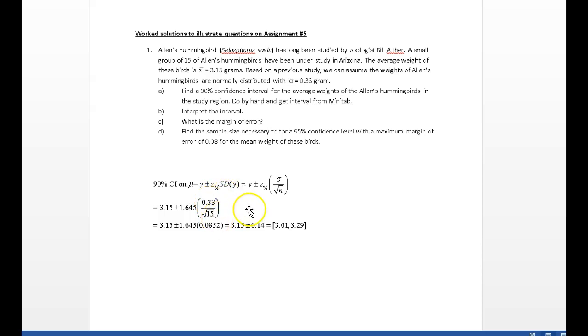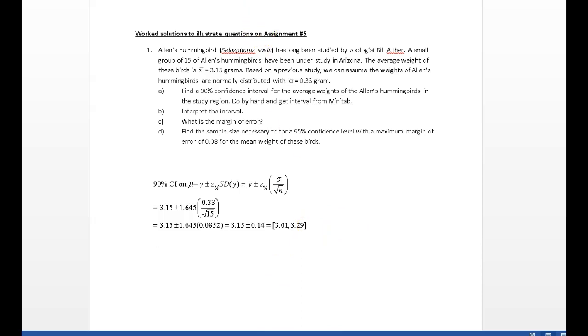divided by square root of 15. Now notice here that my sample size is not large. Large in your note says 60 or more. It doesn't have to be large if we already know the population standard deviation, which is the case right here. All right, we work this out. 3.15 plus or minus 1.645 times this thing here, which is called the standard deviation of my mean. That works out to be 0.0852. Do the multiplication, and here's my answer. Okay, so there's my answer, you working this out by hand.